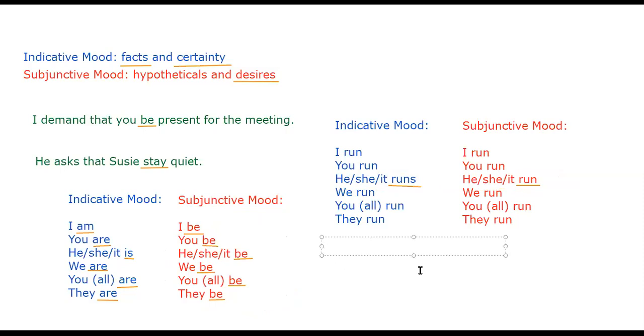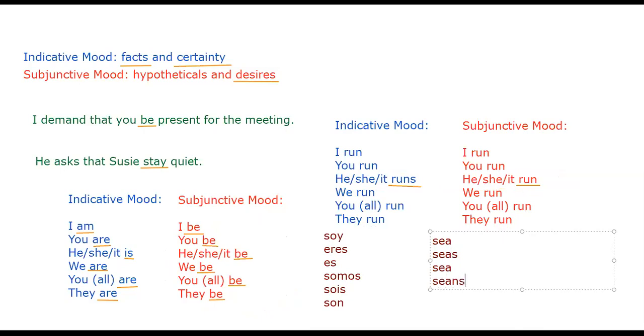Okay, so let's conjugate the verb to be. Like in Spanish, you have soy, eres, es, somos, sois, son, and that's for the indicative. For the subjunctive, it would be sea, seas, sea, seamos, seáis. I think that's how you would do it. I can't remember the accent rules, but sean.